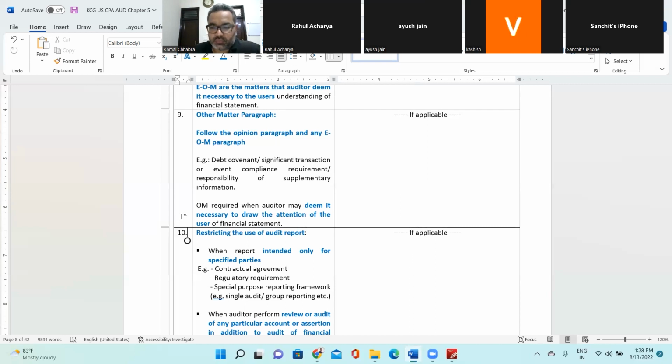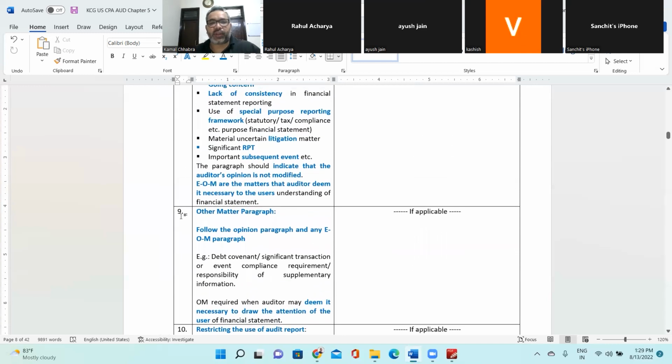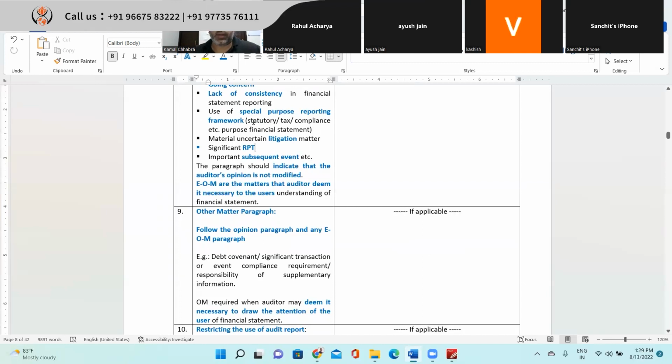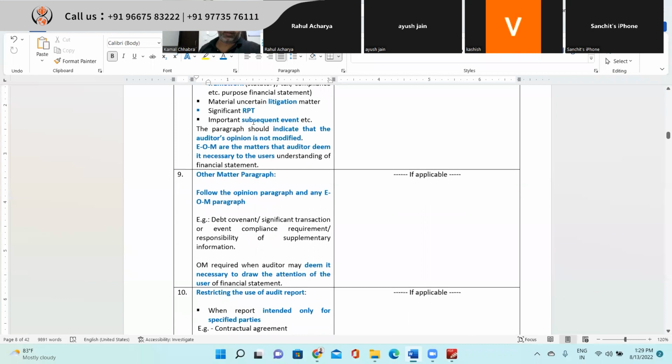So any significant related party transaction comes in EOM. It's specifically mentioned. Right? RPT, litigation matter, related party, subsequent event, tax related matter. These are specifically mentioned to be reported in EOM. If something is not specifically mentioned, that will come in other matter.